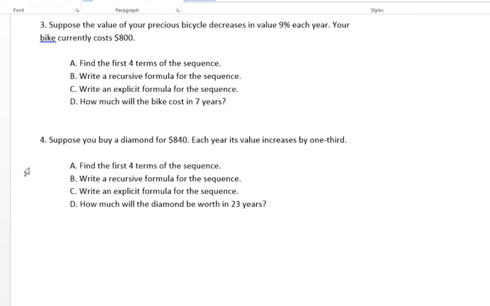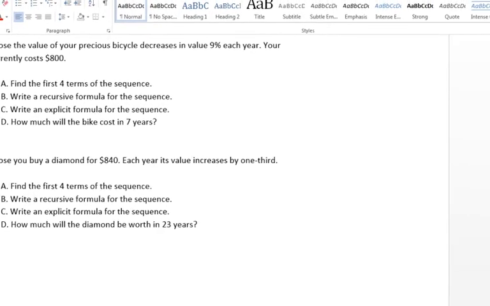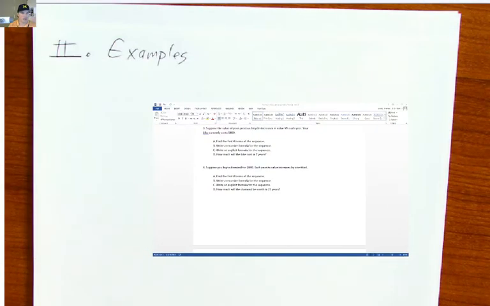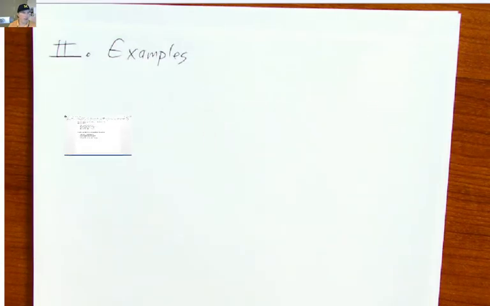So pause, get these problems written down, or at least the key information for it. And then you can solve these problems as I solve them, before I solve them, after I solve them. But make sure you can do these 4 examples before going to bed tonight. That'll help you out mightily tomorrow.